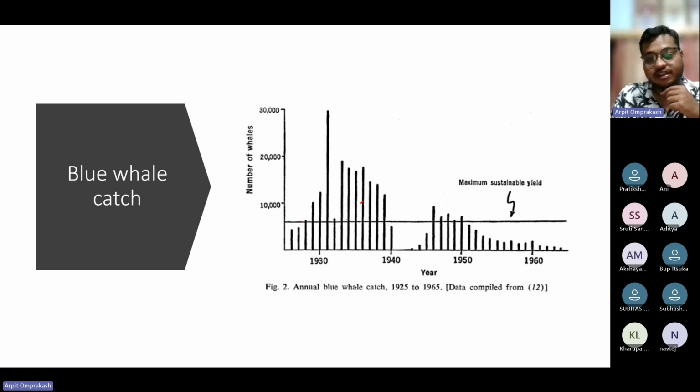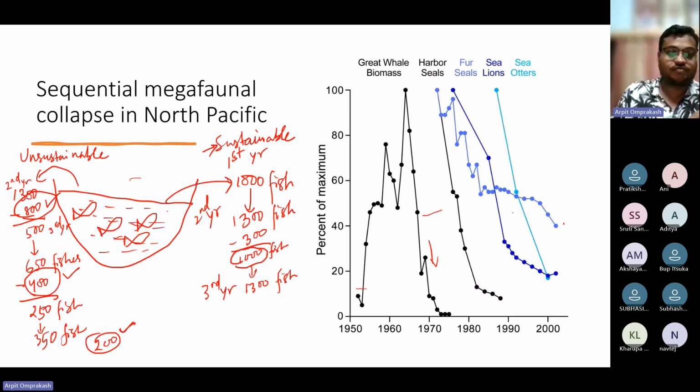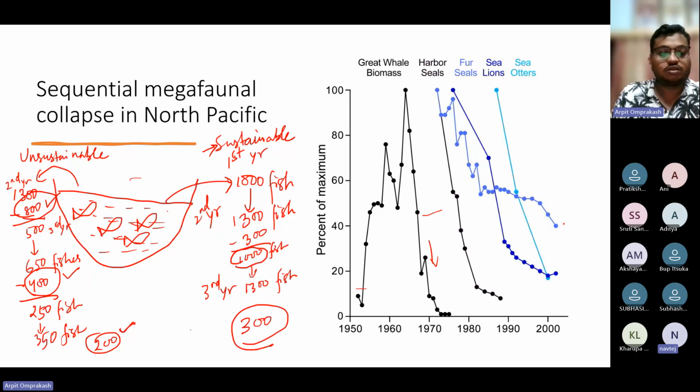Initially there's a rise in the catch. This line that we see here, which is somewhere around, let's say, 7,000, is the maximum yield that is sustainable. In the case of our fishes, the maximum sustainable yield was 300, because even if you take out 300 fishes every year, these 1,000 fishes can repopulate so that you get 300 more fishes for next year, right?